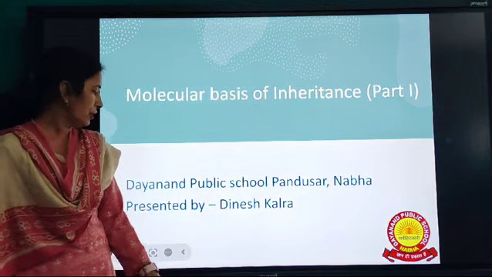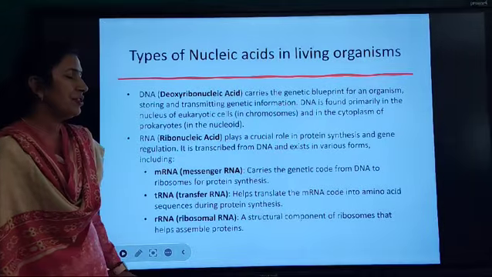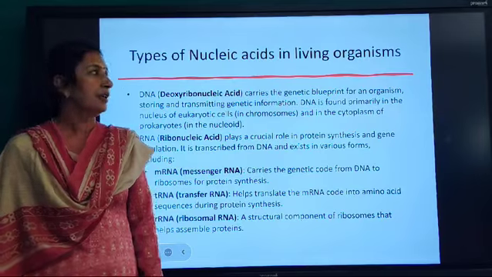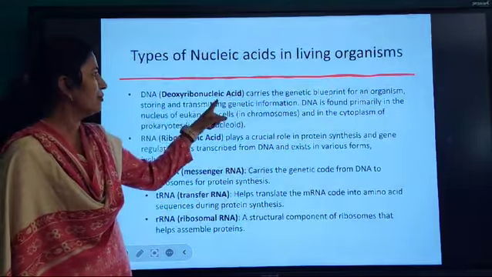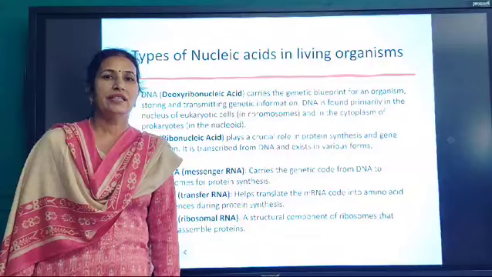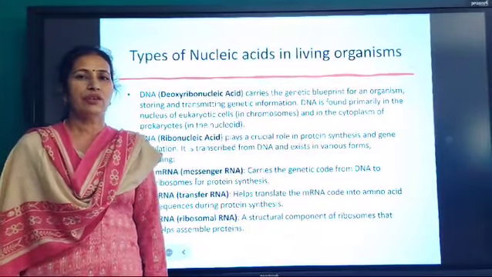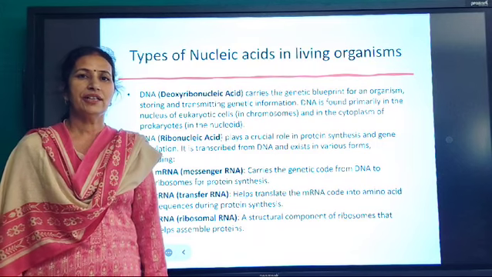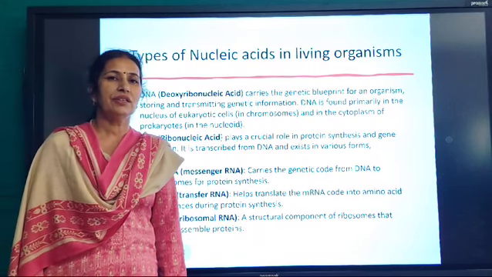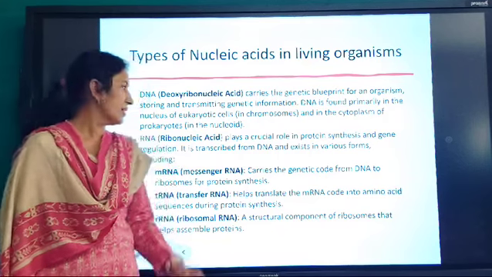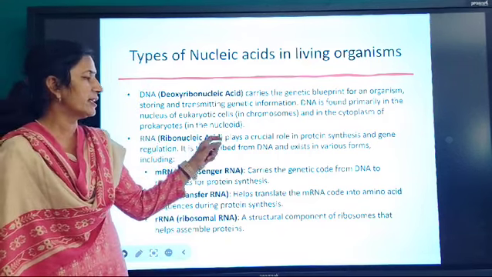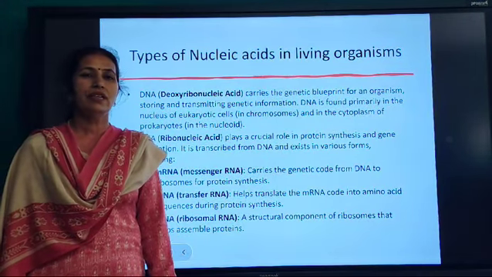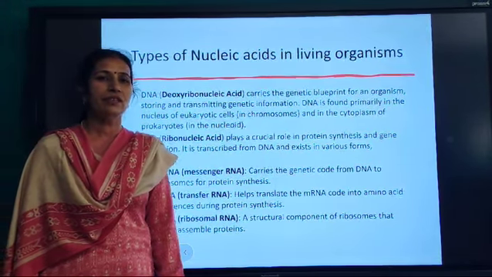Nucleic acids are the organic materials which occur either in the form of DNA or RNA. DNA, or deoxyribonucleic acid, is the genetic material in most organisms. It carries, stores and transmits genetic information from one generation to the next. RNA, or ribonucleic acid, is genetic material only in some viruses. It mainly helps in protein synthesis.